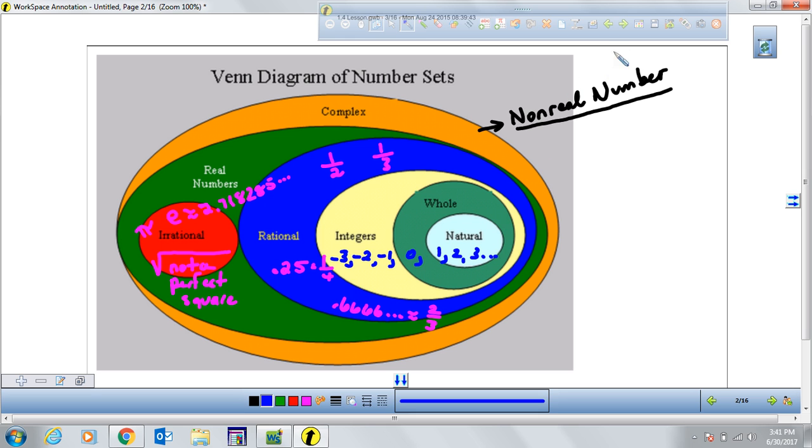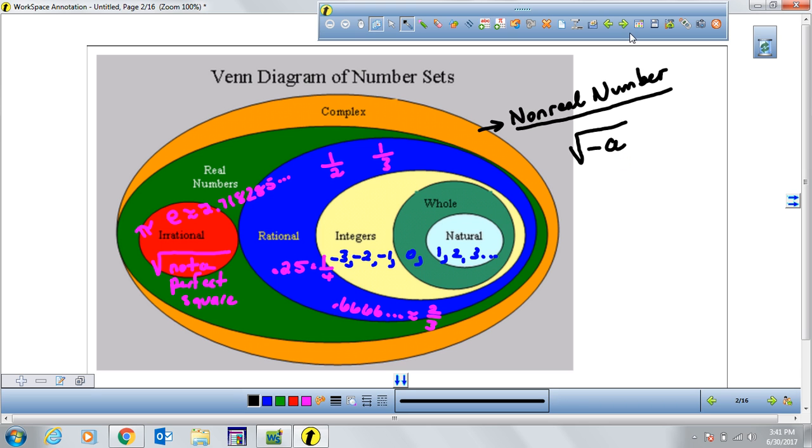On the other side, we have the non-real numbers. What is a non-real number? It is when we have a radical, an even root. Not only the square root, but when we have an even root of a negative number. But we're going to be talking specifically about square roots of negative numbers in this course.